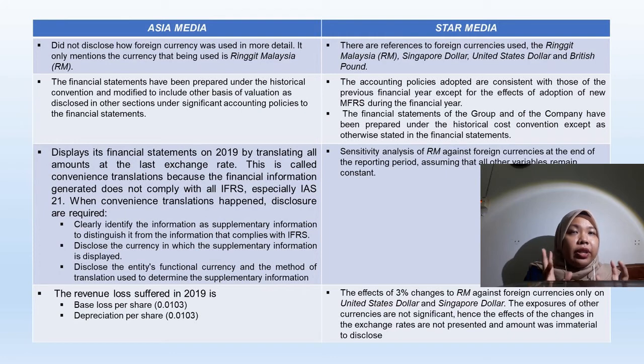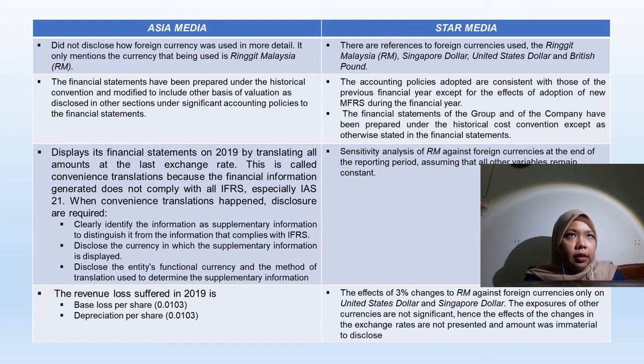When the convenience translation happens, the disclosure must clearly identify the information as supplementary information to distinguish it from the information that complies with IFRS. Disclose the currency in which the supplementary information is displayed, disclose the entity's functional currency and the method of calculation used to determine the supplementary information.